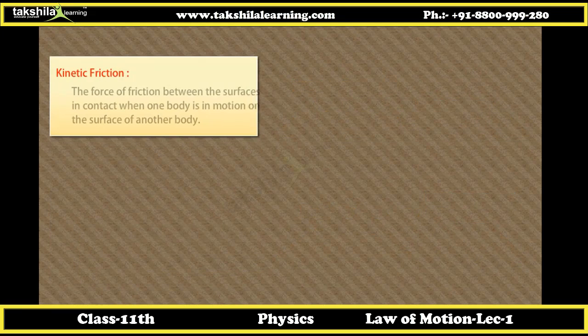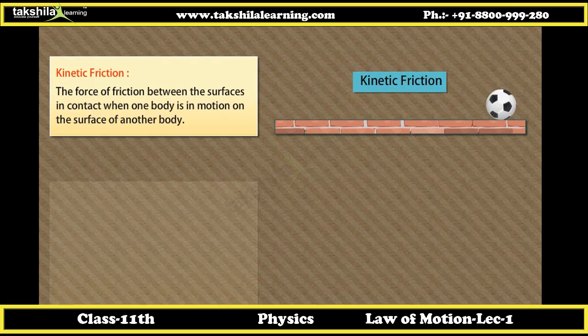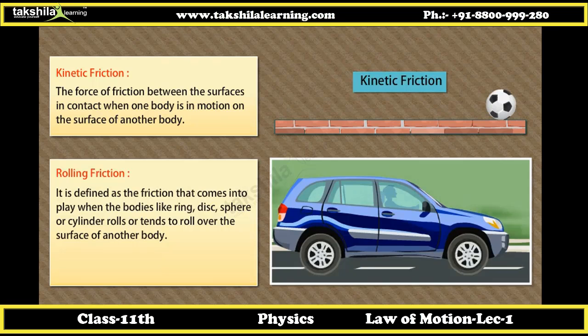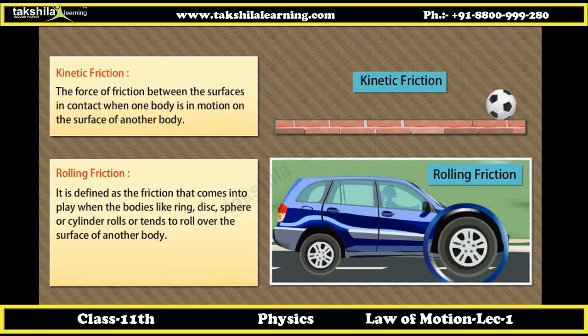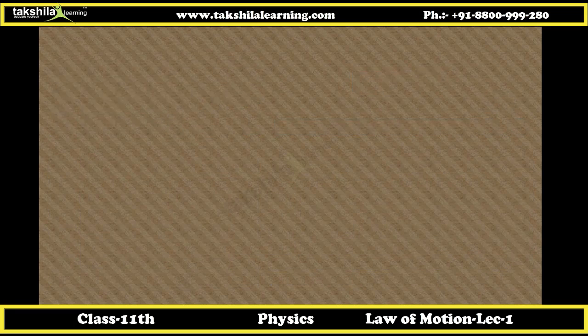Kinetic friction. The force of friction between the surfaces in contact when one body is in motion on the surface of another body. Rolling friction. It is defined as the friction that comes into play when bodies like a ring, disc, sphere, or cylinder roll or tend to roll over the surface of another body. Rolling friction is less than the sliding friction.